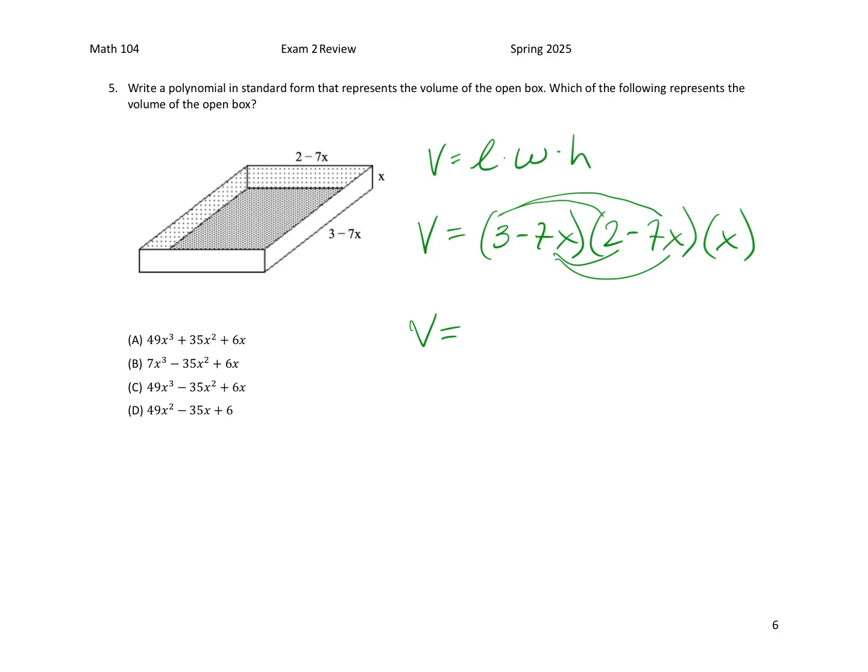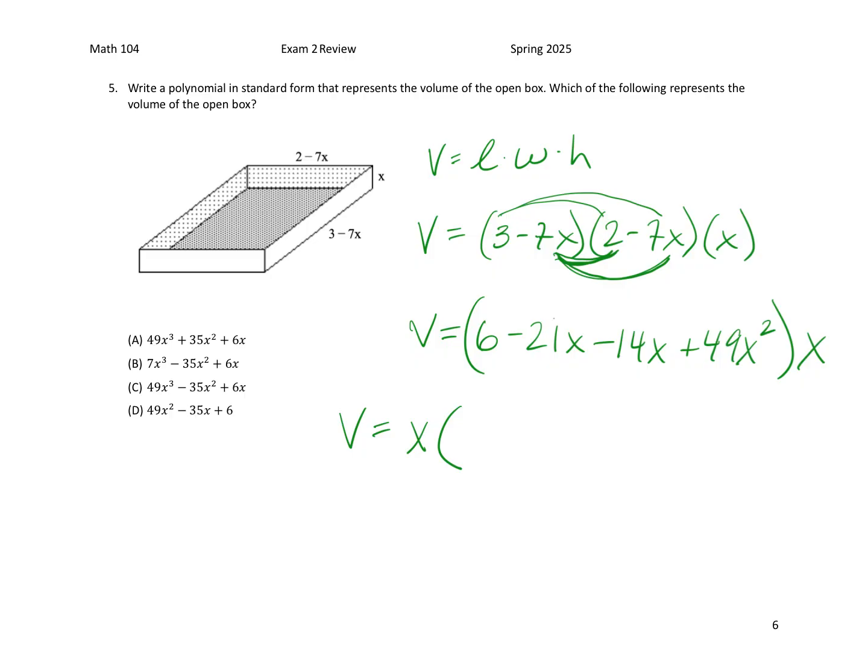So this is going to be 3 times 2 is 6. Those are my firsts. My outers is 3 times negative 7x, so that's negative 21x. Inner terms is negative 7x times 2 is negative 14x. And last is negative 7x times negative 7x, which is plus 49x squared. And I still have to multiply all of that by x.